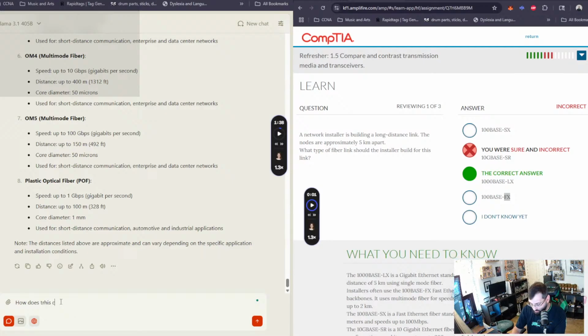How does this correlate? I feel like correlate has 2 R's. Still feel like that's wrong. Oh, it's an E. Man. How does this correlate with things like 1000BASE-LX? Isn't that a cable too?